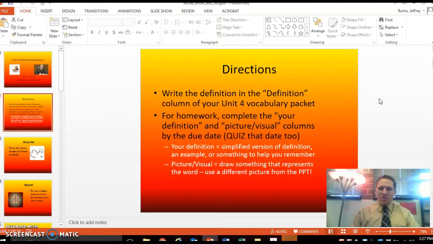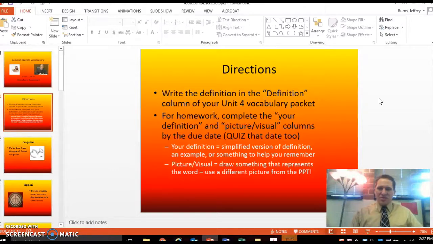Don't forget the directions here, which are the same. On the due date, you're going to have a quiz. And on the due date, you should have the vocab right 2 columns completed. Your definition, the colored picture, visual as well. I'll collect that for a homework check.